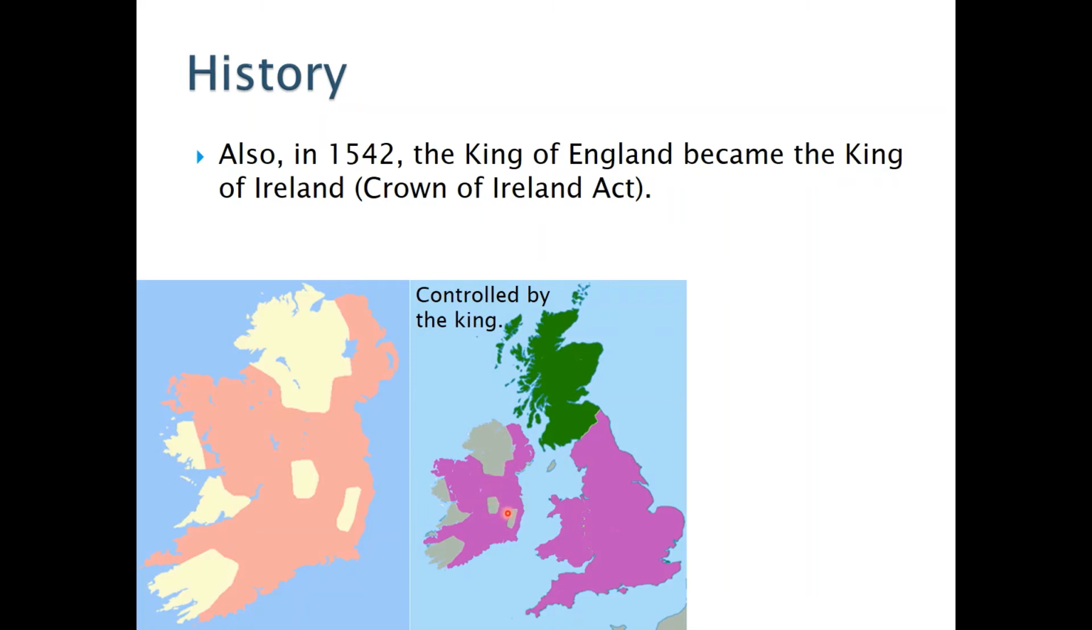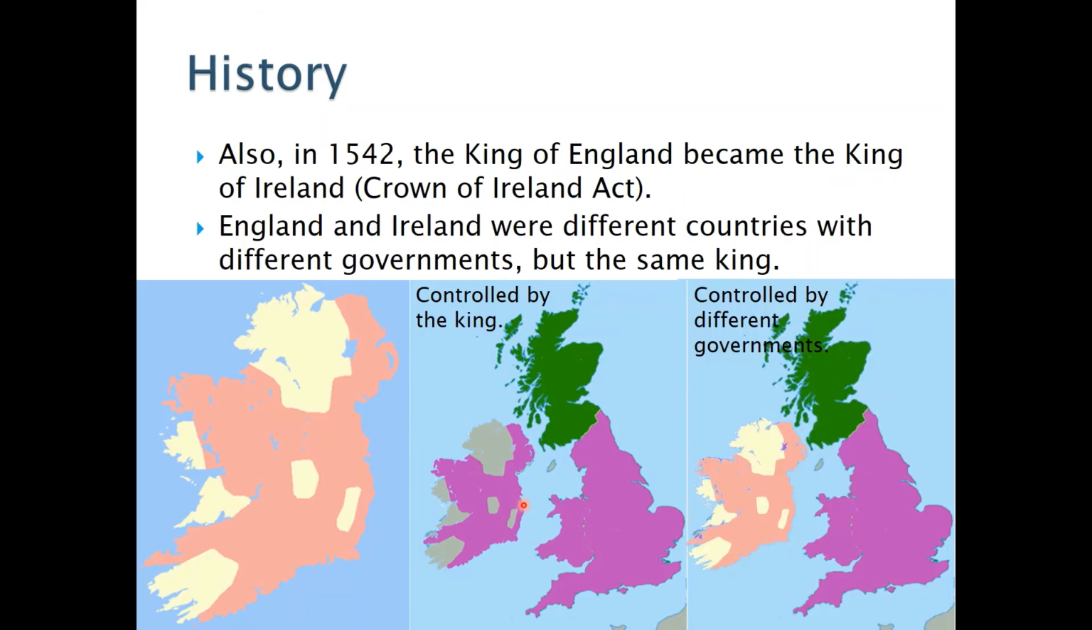Ireland was no longer a puppet country. It was controlled by England, by the King of England. England and Ireland were different countries with different governments, but the same king. So, England and Wales had the same king and the same government, but England and Ireland had the same king but different governments.